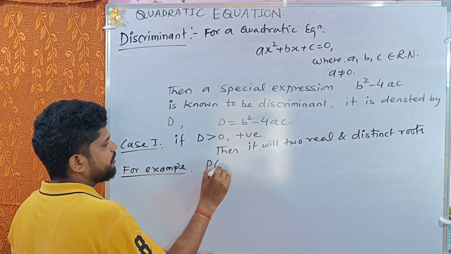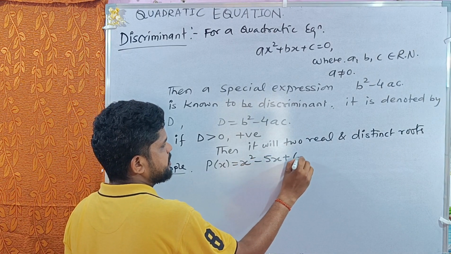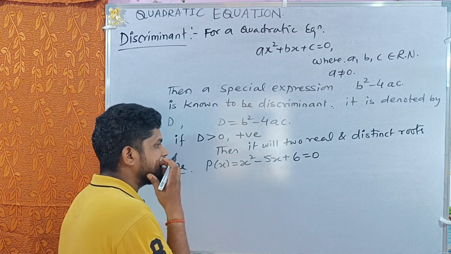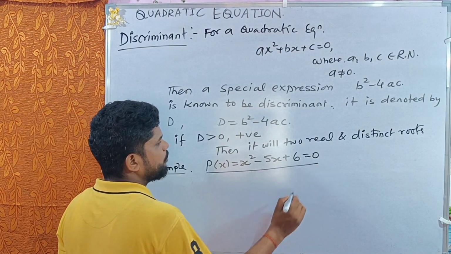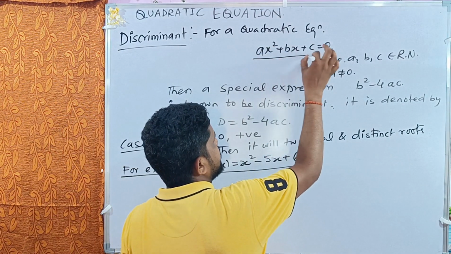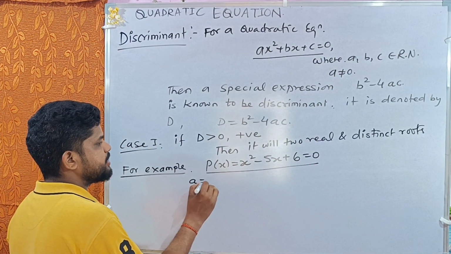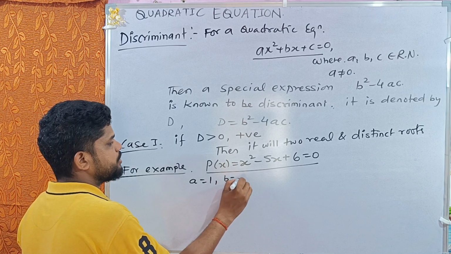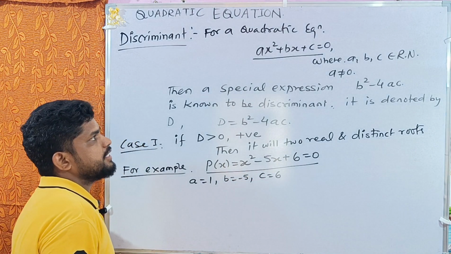if I take p of x is equal to x square minus 5x plus 6 is equal to 0. This is our quadratic equation, where when we compare this given quadratic equation to the standard form, we get the value of a is equal to 1, the value of b is equal to minus 5, and the value of c is equal to 6, isn't it?